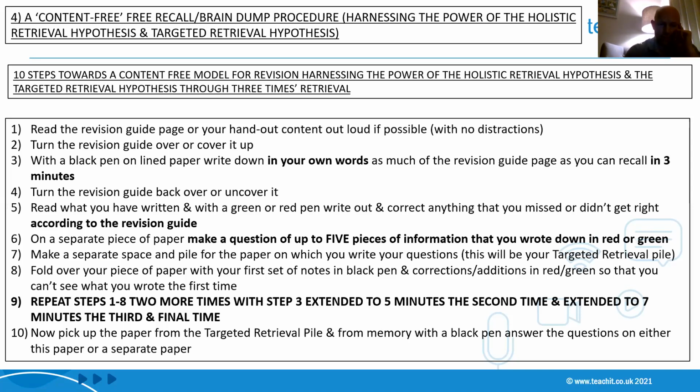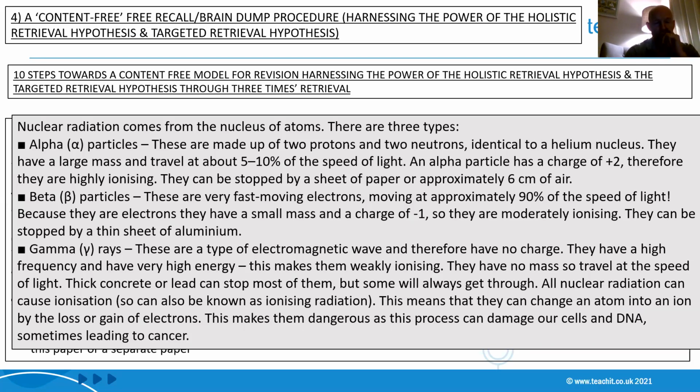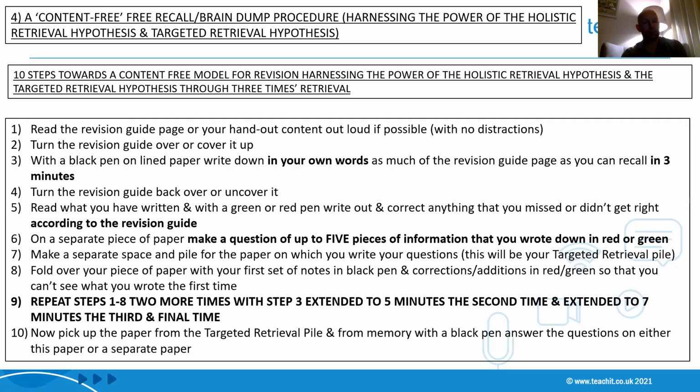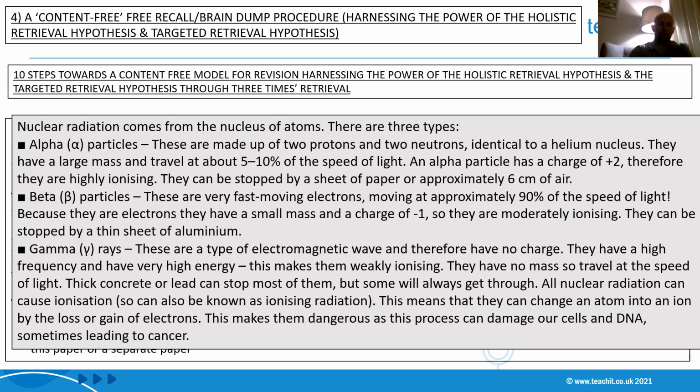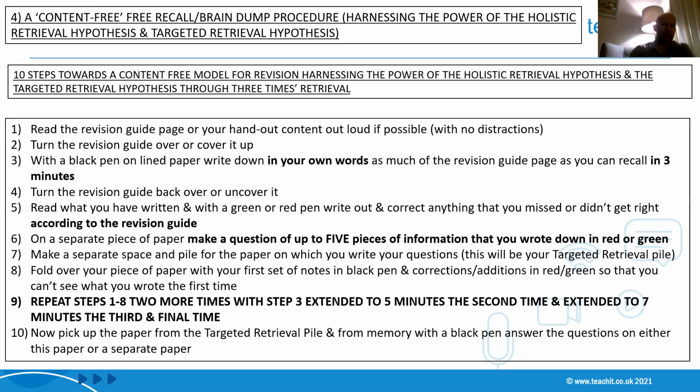So you might start by step 1, read the revision guide page or your handout content out loud if possible, with no distractions. So again, let's imagine that was a revision guide section that will be read out. Then turn the revision guide over or cover it up. With a black pen on lined paper, write down in your own words, crucially in your own words, as much of that revision guide page as you can recall in, say, 3 minutes. It doesn't have to be 3 minutes, of course, but it's just the time I put down at that point.